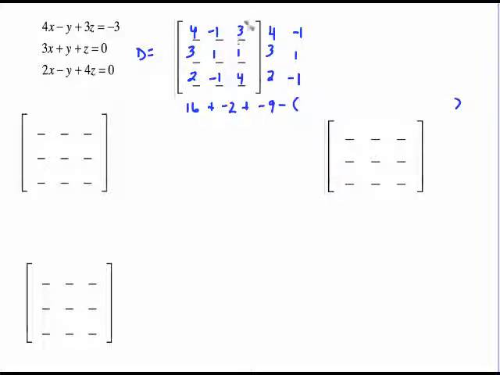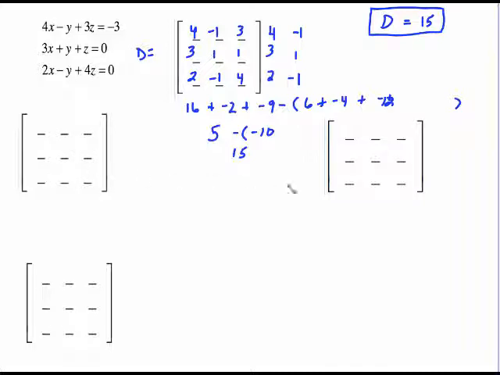Now I'm going to do the up diagonals. 2 times 1 times 3 is 6, plus negative 1 times 1 times 4 is negative 4, plus 4 times 3 times negative 1 is negative 12. Do the outside here. 16 minus 2 is 14, minus 9 is 5, minus 6 minus 4 is 2, plus a negative 12 is negative 10. 5 minus negative 10 is a positive 15. So the value of the D determinant is 15. It is not equal to 0, which says go ahead and complete these matrices.